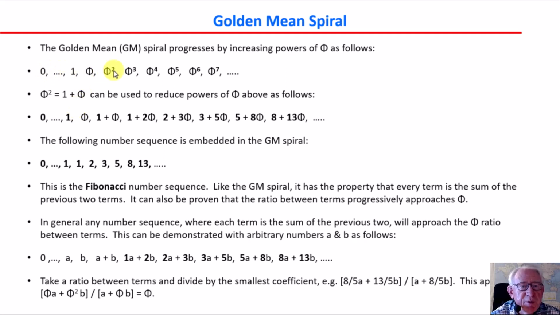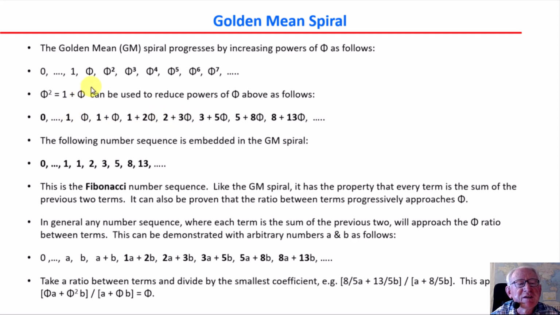Now, we're dealing with powers of phi here. We can simplify those using the expression that phi squared is equal to 1 plus phi. And that can be used to reduce the powers of phi as follows. So, for example, we can take this element here, the phi squared, and we can replace that by 1 plus phi. Now the next element up from that is phi times bigger again. So we just multiply that by phi and we get phi plus phi squared. Again we can replace the phi squared by 1 plus phi. We get 1 plus 2 phi. Multiply that by phi and we get phi plus 2 phi squared. And again we can replace the phi squared and we get 2 plus 3 phi.